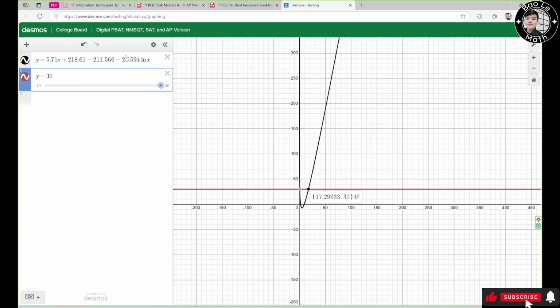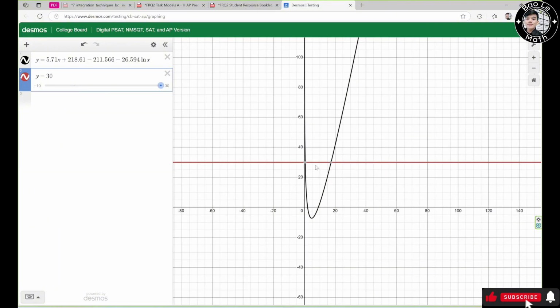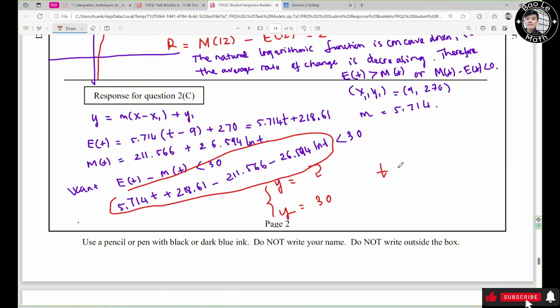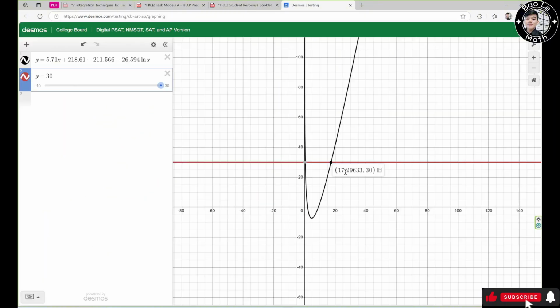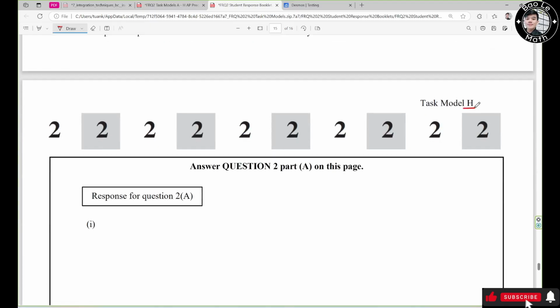Now the intersection between the two graphs right here is going to be 17, right? So the portion below y equals 30 is this part right here, so it should be less than 17, because if it's greater than 17, it's above the line y equals 30, right? So we need to say that t is less than 17.296 weeks, right? Now let's move on to the next one, the Model H.